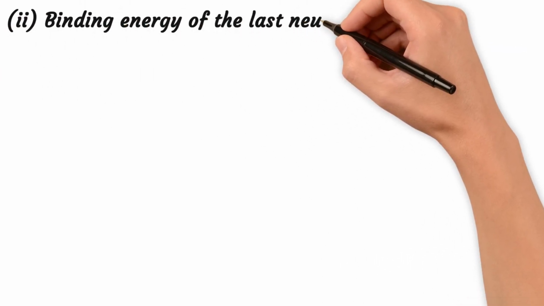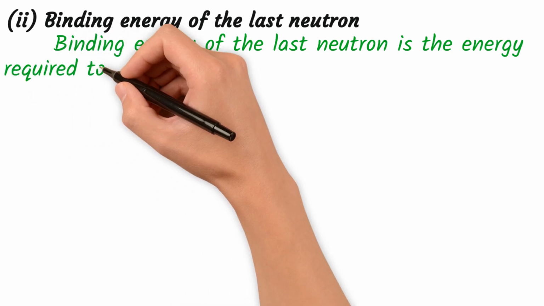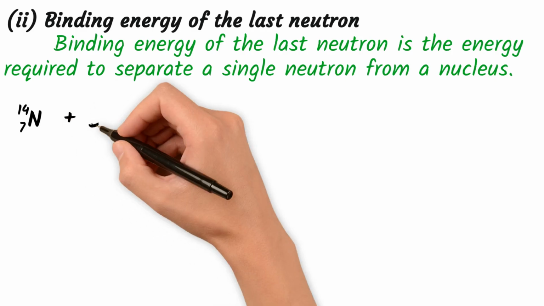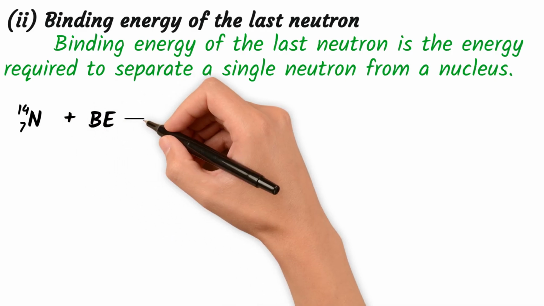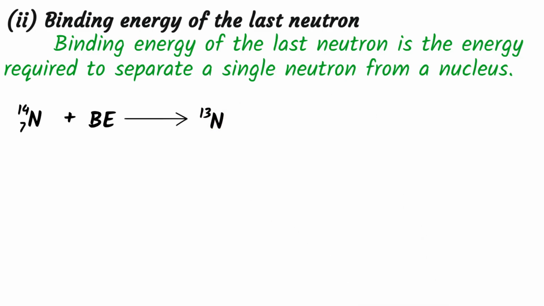Similarly, the binding energy of the last neutron is the energy needed to separate a single neutron from a nucleus. In this case, if we supply energy to a nucleus to remove a neutron, we are not going to have a different element because the proton number is not affected. We still have the same element, just that the mass number will change.